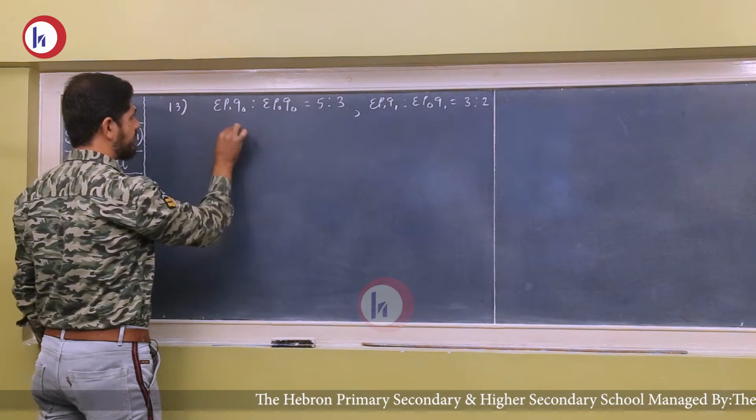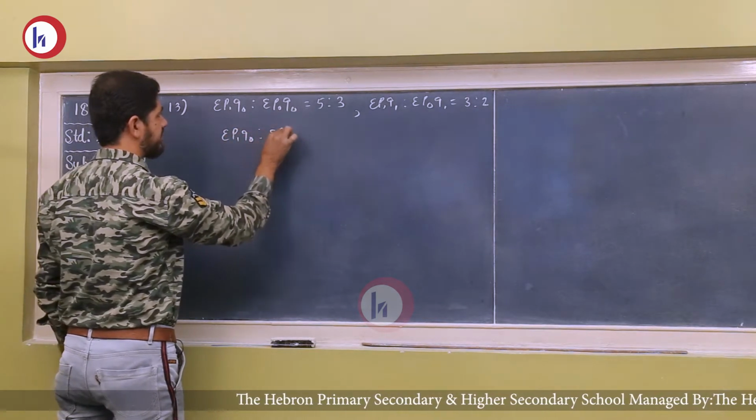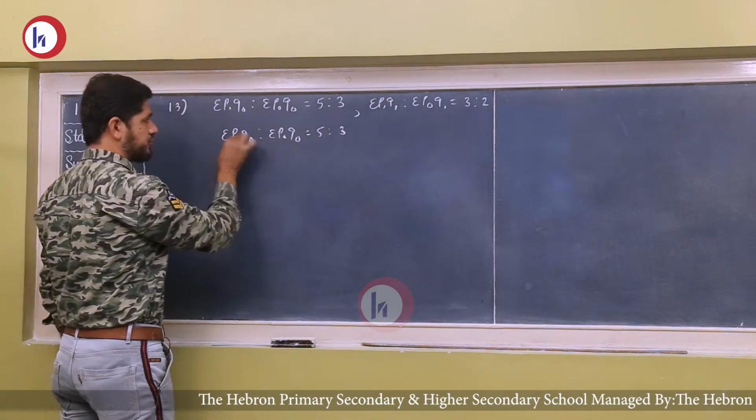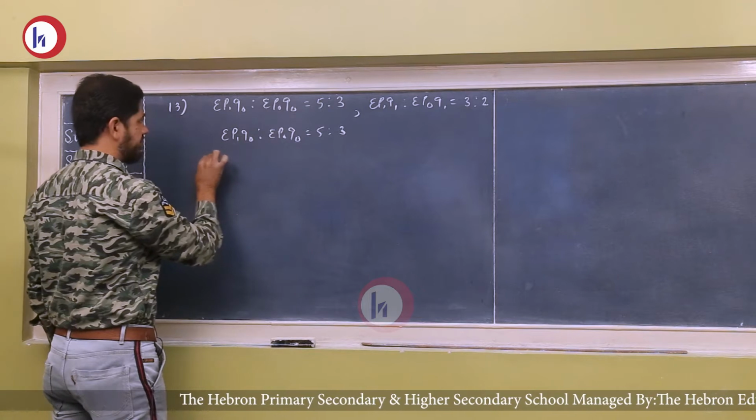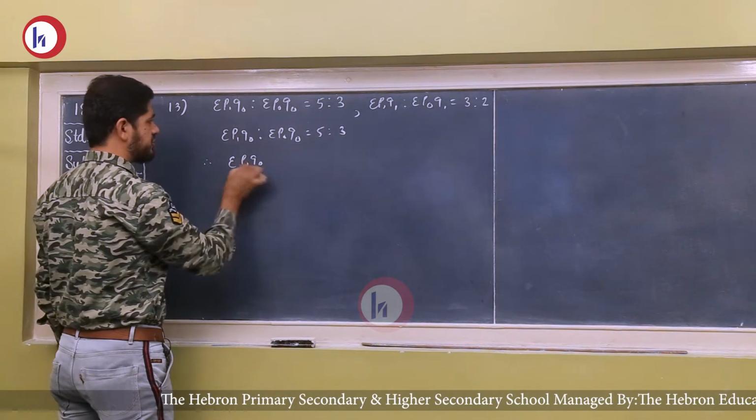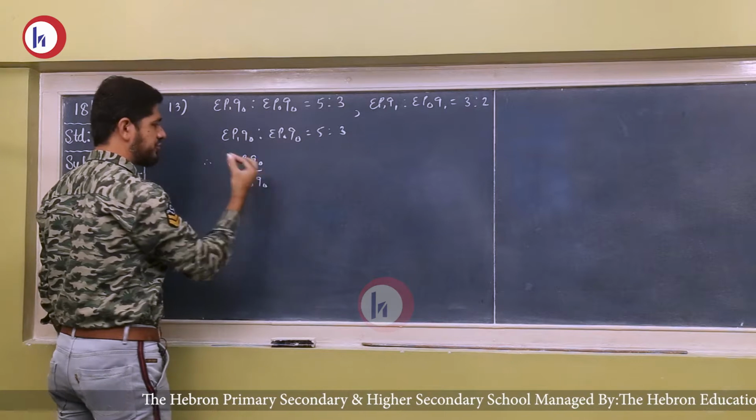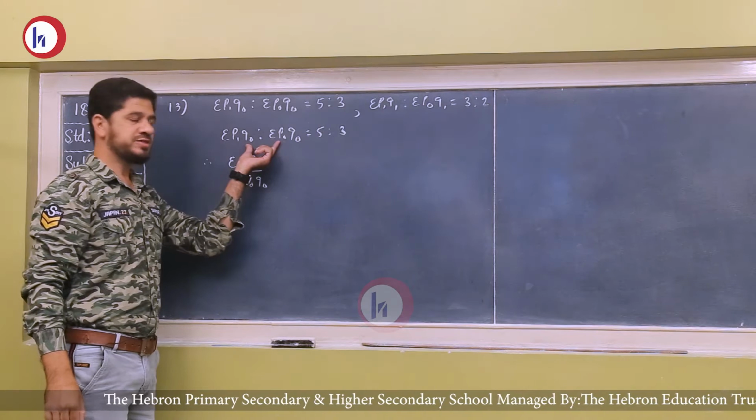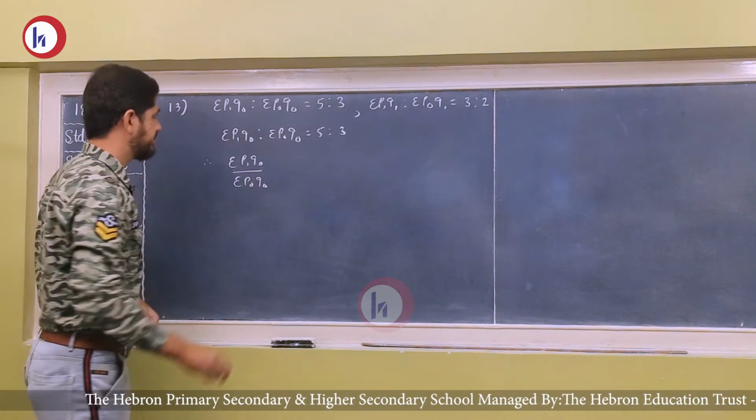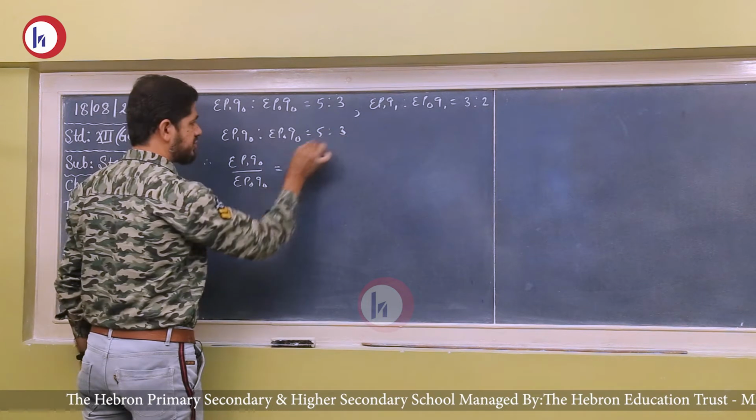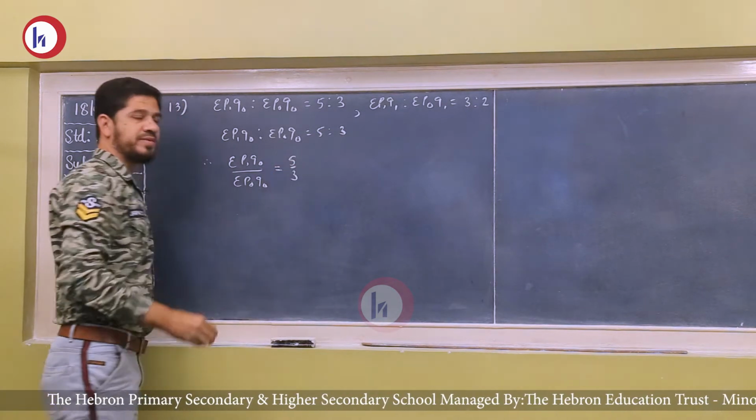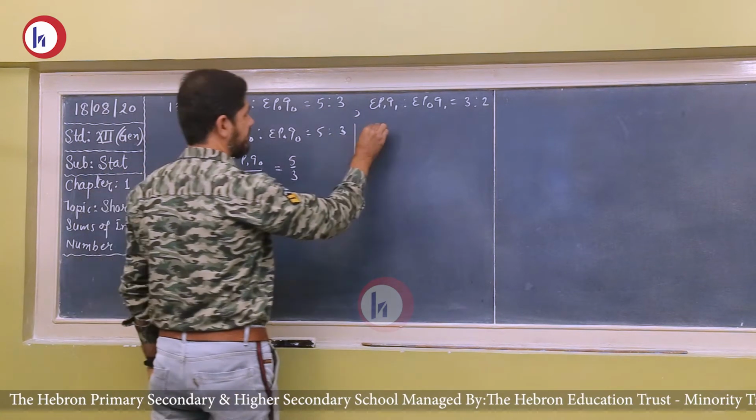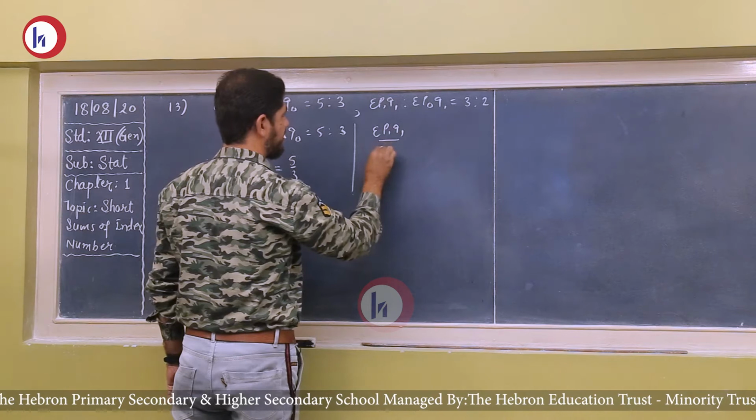Students, we are given sigma P1Q0 to sigma P0Q0 is equal to 5 to 3. So these two values are in a ratio. We can write it like this: sigma P1Q0 upon sigma P0Q0, because the relation between these two is nothing but the relation of division, is equal to 5 by 3. We can write this formula also.